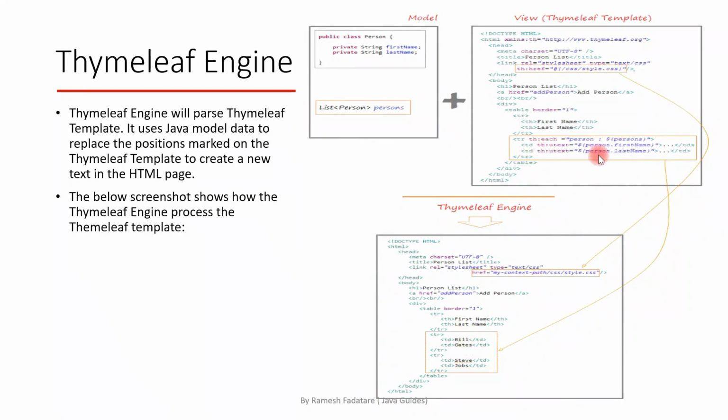For example, this is the piece of code that iterates over a list of person objects using Thymeleaf expressions and attributes, and this code will be replaced with new text in the HTML page by the Thymeleaf Engine. So the Thymeleaf Engine will parse a Thymeleaf template, and it will insert new text in the HTML page based on the Thymeleaf expressions or Thymeleaf code that we have used in the template. Alright, this is how the Thymeleaf Engine works. So just remember, the Thymeleaf Engine will parse a Thymeleaf template, and it uses Java model data to replace positions to create new text in the HTML page. Alright, great.